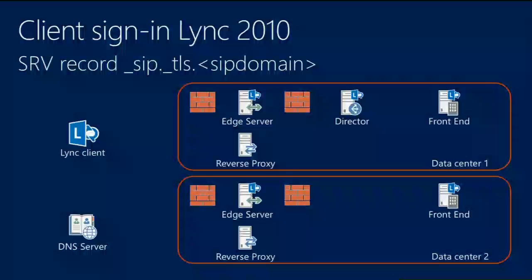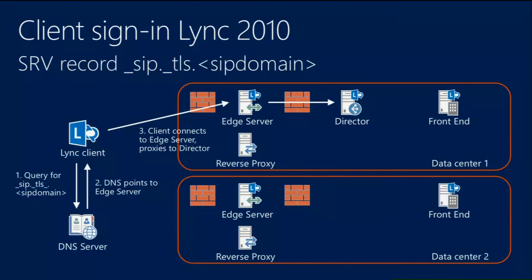So if we look at how that actually works, we have a Lync client. It connects to the DNS server. So this is an internet-connected client. We query SIP TLS domain.com. We get a response. We connect to the edge, and we may or may not have a director, which will fork us to our correct front-end server. But this will always be the flow, so you will only have one entry point if you use this method.